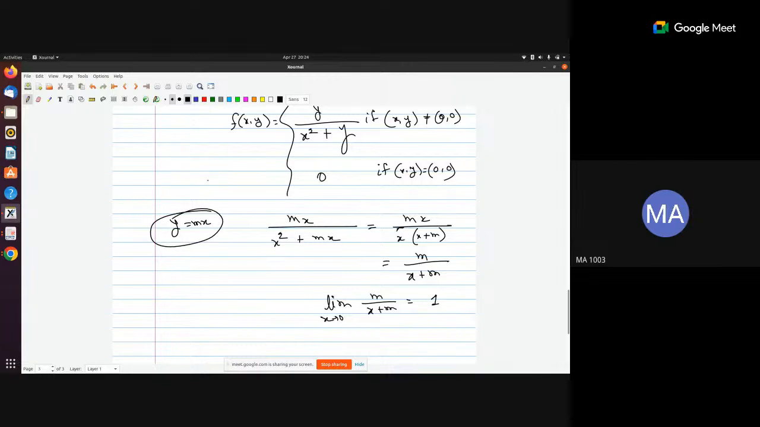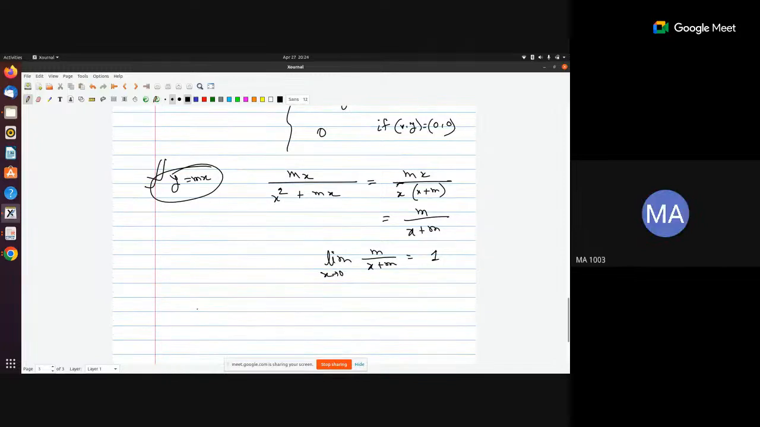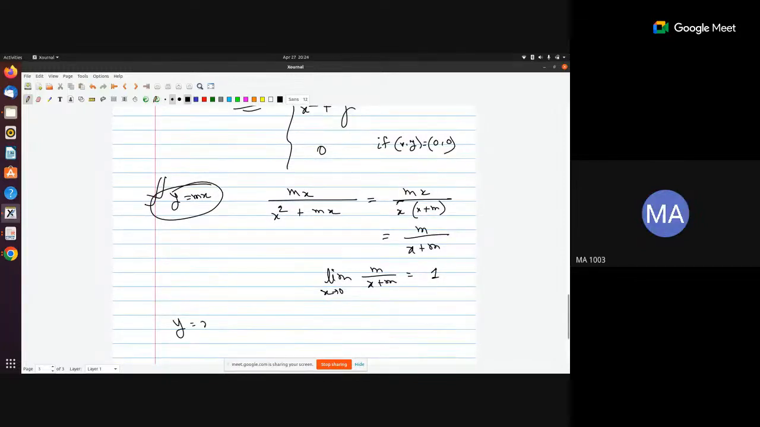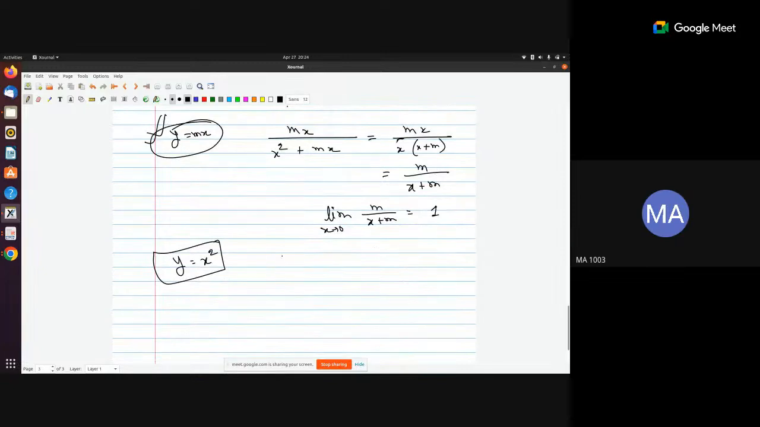So for any straight line, this function is approaching 1, right? When we are approaching towards the origin. So does it mean that the limit of the function around the origin is 1? No, sir. And it becomes half. Yeah. So we have to check other curves. So let's say this one, the parabola, right? This is also passing through the origin. So we can substitute this. Okay. So y equal to x square, this x square plus x square. This is our function. So it is 1 by 2. Now we can see that the limit is different, right? For the straight line it was 1, for the parabola it is half. So the limit does not exist.